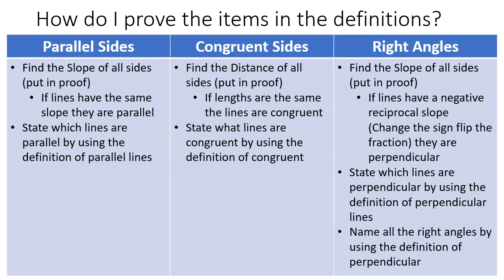To prove right angles, I need to find the slope of all of my sides. And then remember, I'm looking for a negative reciprocal, so an opposite sign, one positive and one negative. If they're fractions, the fraction numbers are flipped, so the tops and bottoms switch. Or if it's a whole number like 3, the reciprocal would be 1/3. And from there, I would need to say which lines are perpendicular. So, for example, line AB is perpendicular to line BC. My reason would be definition of perpendicular lines. Once I say that, then I can say what my right angles are. So using that same example, my right angle would be angle B by definition of perpendicular.